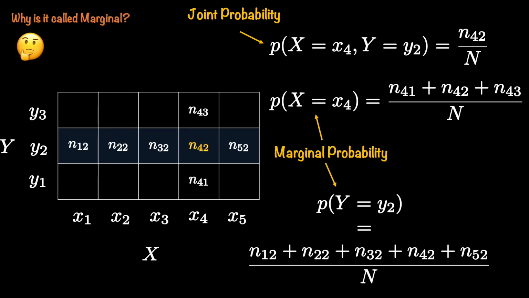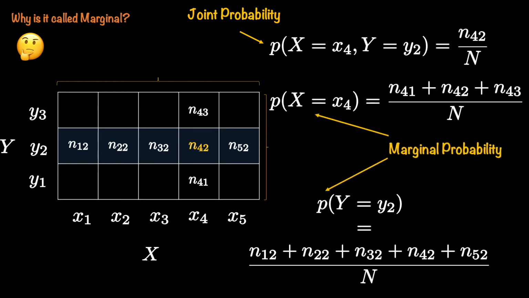So why is it called marginal? It's because traditionally for these kind of probabilities where you are interested only in the state of one random variable, people used to write them on the margins of the table. I have indicated the margins using the orange braces. And you would write it like this. And therefore it is called marginal probabilities. Quite frankly, it's silly.